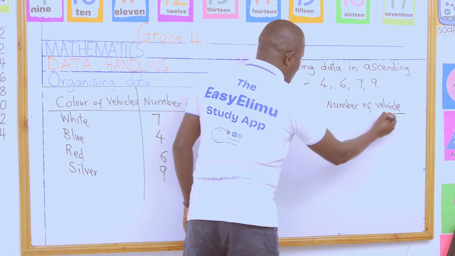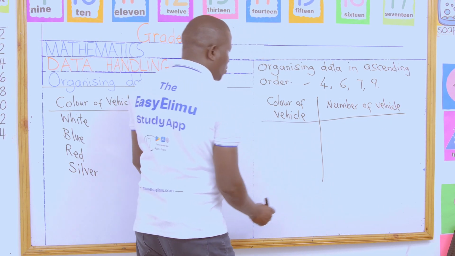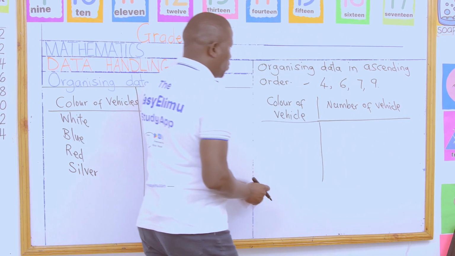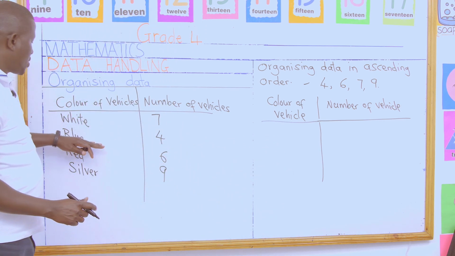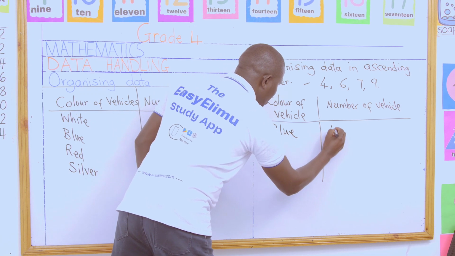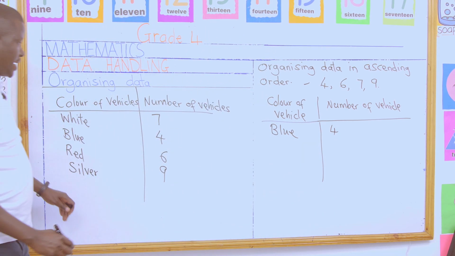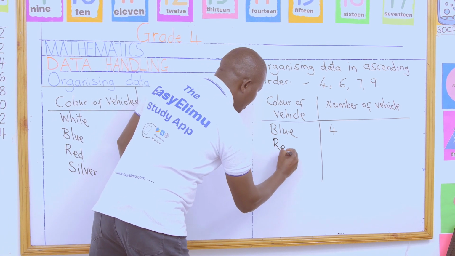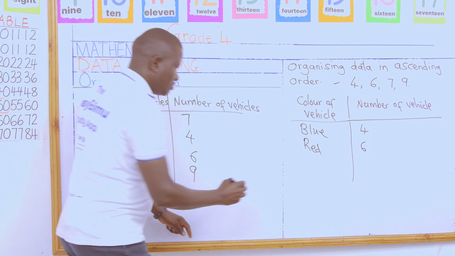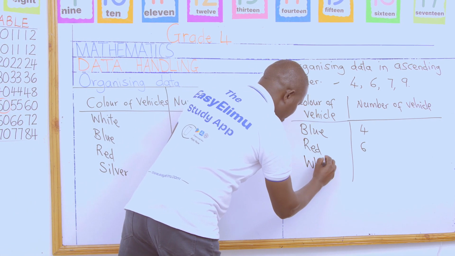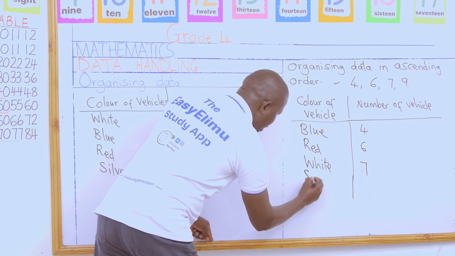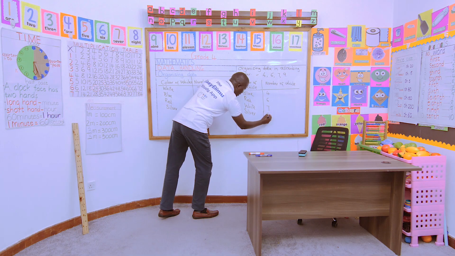And now, as we arrange this information, we start with 4. The one with the least is the one to start. So we'll start with blue color, which is 4. The second one will be 6, that is red color. Vehicles of red color will be 6. The third one will be vehicles of white color, which will be 7. And the last one will be silver color, which will be 9.